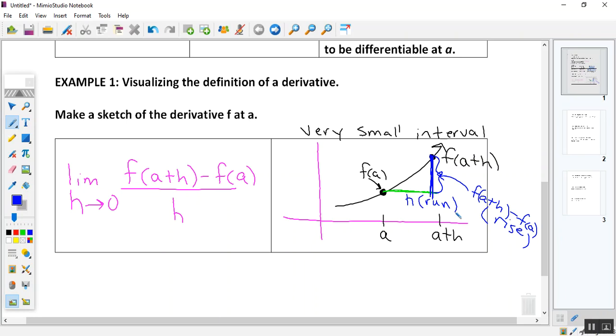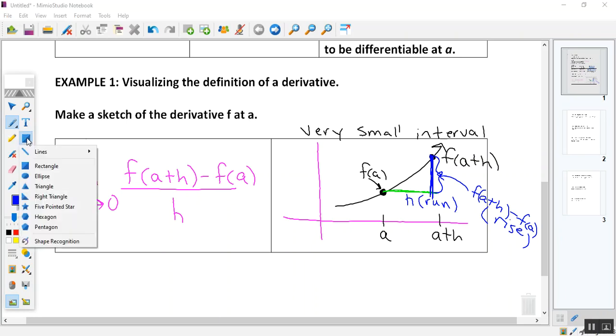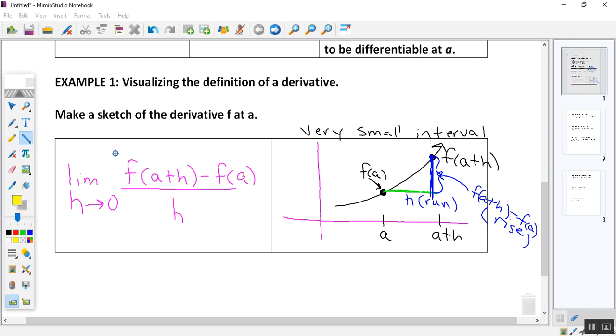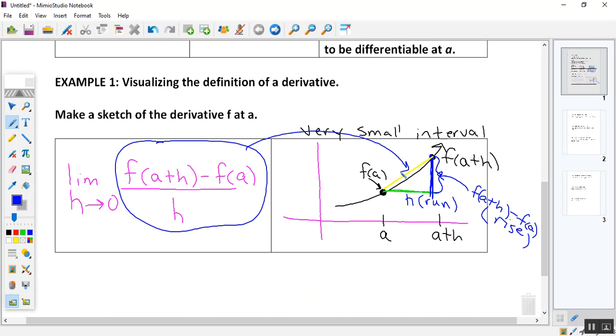You said something interesting. Say that again. Isn't that limit just the slope? Yeah, because rise over run between the two points is the slope, isn't it, kids? Wouldn't that be this over h? Isn't this definition right here really just your slope? This is just a fancy way of saying what, kids? Okay, that's how you visualize that.